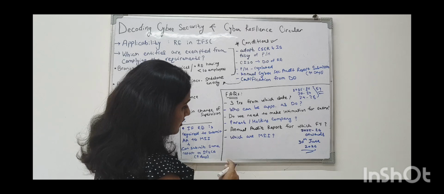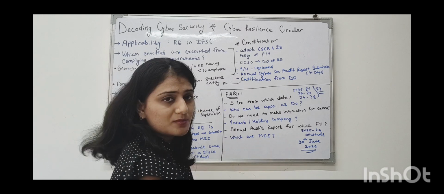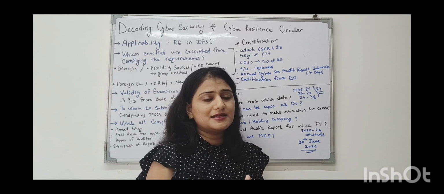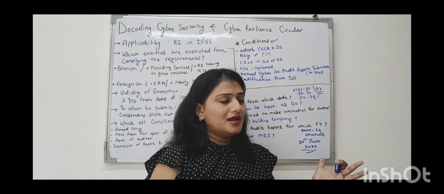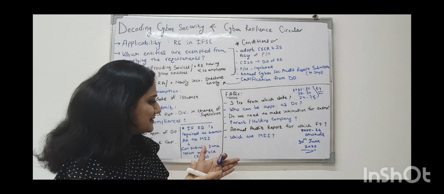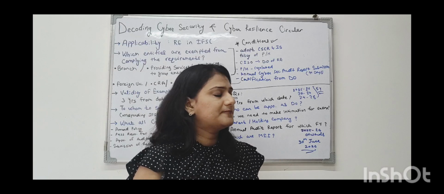Okay, next, which are the MIIs? So market infrastructure institutions are the stock exchanges, India INX, NSE International Exchange, and the clearing corporations of both these exchanges and the one depository.